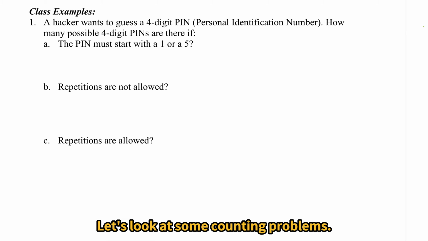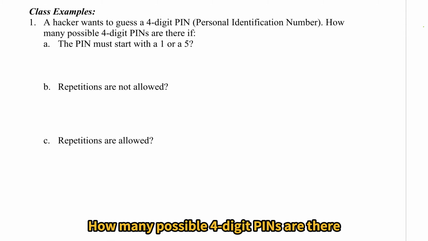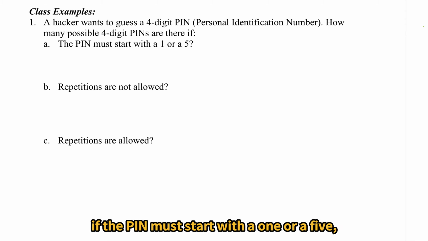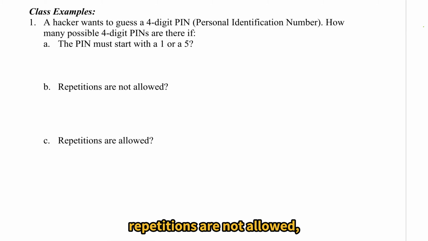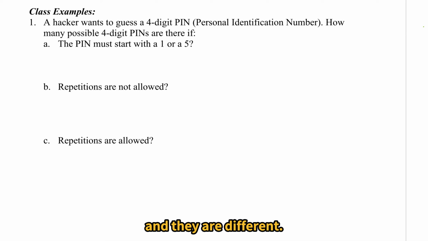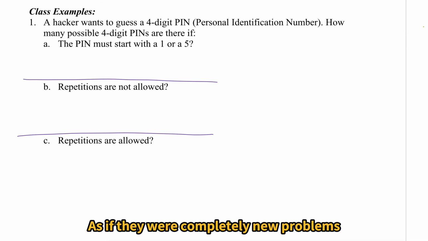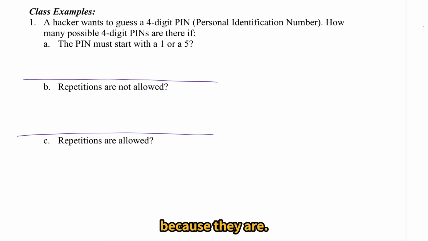Let's look at some counting problems. A hacker wants to guess a 4-digit personal identification number. How many possible 4-digit pins are there if the pin must start with a 1 or a 5, repetitions are not allowed, or repetitions are allowed? So we have 3 different possibilities, and they are different. We're going to treat them differently as if they were completely new problems, because they are.